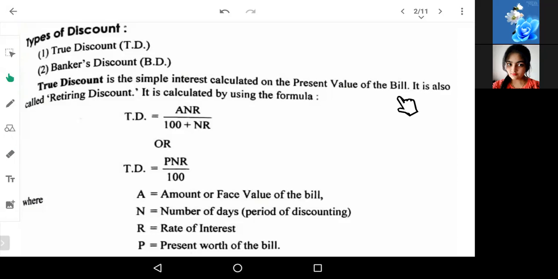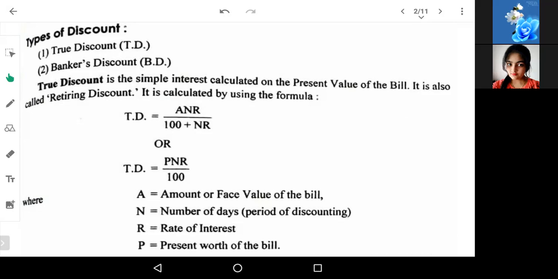So we have solved simple interest problems. We know what is simple interest. When you calculate the interest on the principal, it is called simple interest. So true discount is the simple interest on the present value of the bill. And this is also called retiring discount. So another name of true discount is retiring discount.